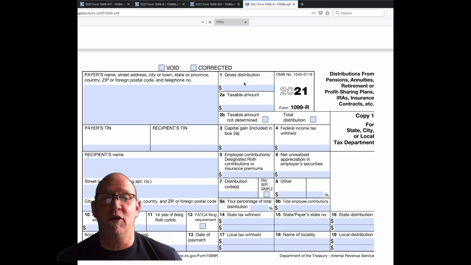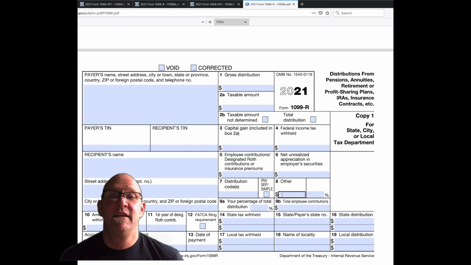So what this will show was we converted 10,000, so 10,000 for a gross distribution, taxable amount, or they may mark taxable amount not determined. If you elected not to have taxes taken out by your provider, like we didn't, we're going to be responsible for the taxes on that amount. Okay, and then it will mark the rest of the boxes appropriately. And it will let the government know that, hey, I converted $10,000 to a Roth. I have to pay taxes on that distribution because I took it out.